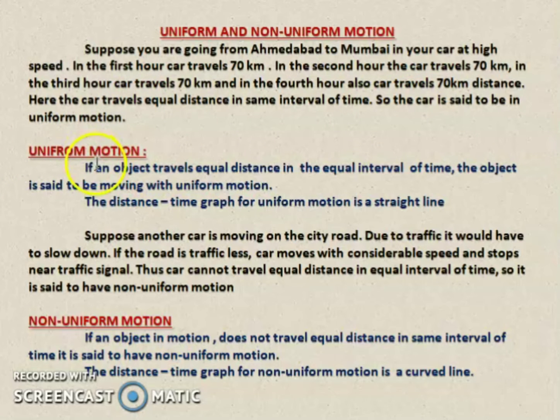Uniform motion definition: if an object travels equal distance in equal intervals of time, the object is said to be moving with uniform motion. The distance-time graph for uniform motion is a straight line.